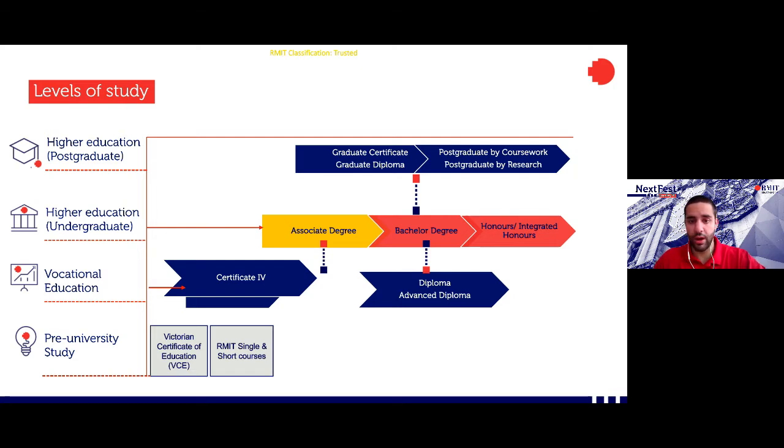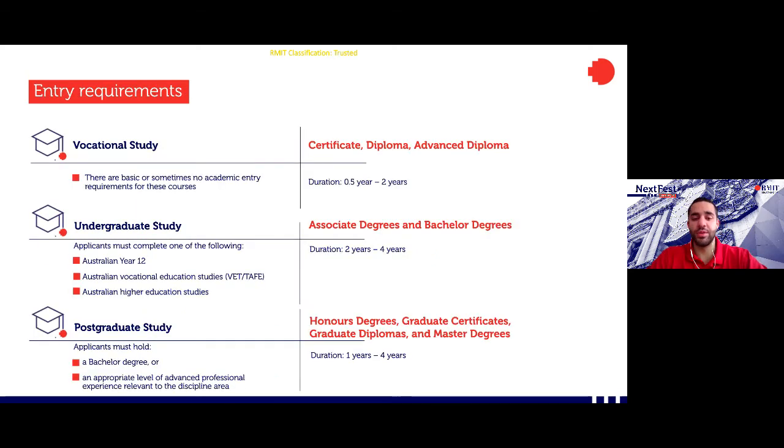So obviously with your higher education, that's your postgraduate study and your undergraduate study. So you can do your grad certificates, grad diplomas, or your postgraduate coursework and research, your associate degrees, bachelor degrees, and your honours. And you also have your vocational education and your pre-university study, which I'll touch on in the next slide. So now talking about some of the entry requirements. The entry requirements for each level of study are specified here.